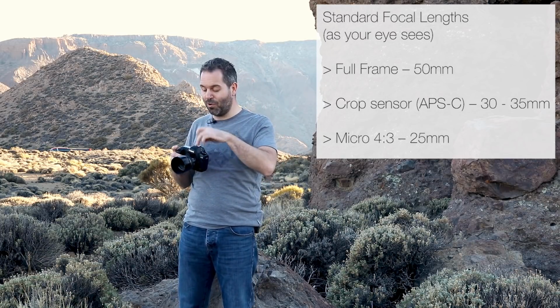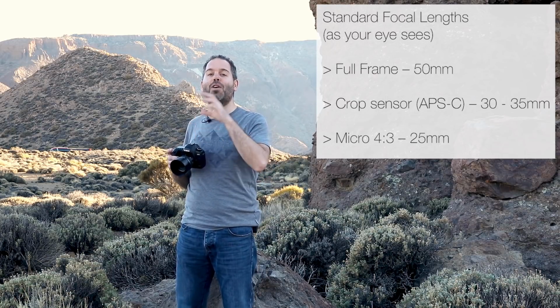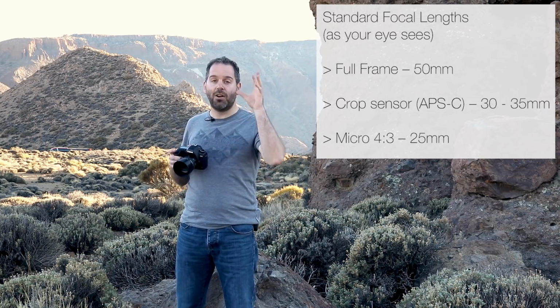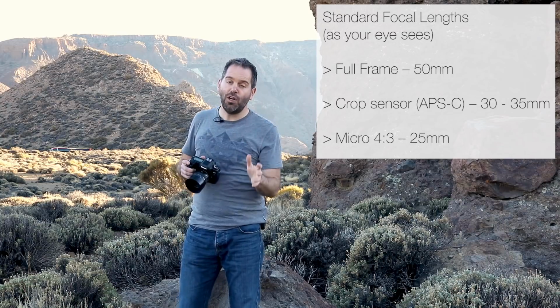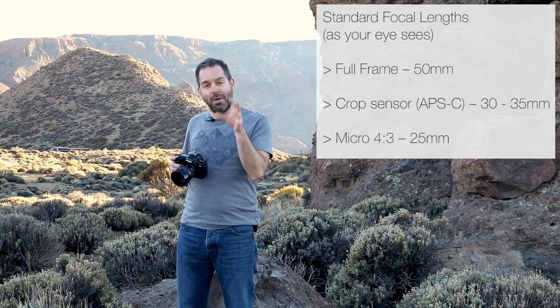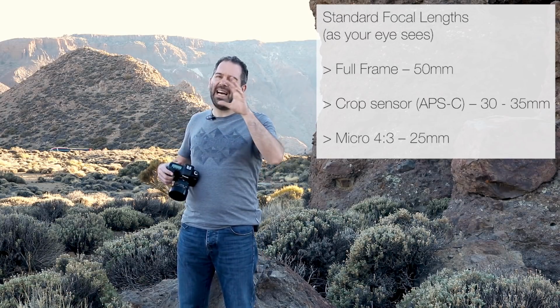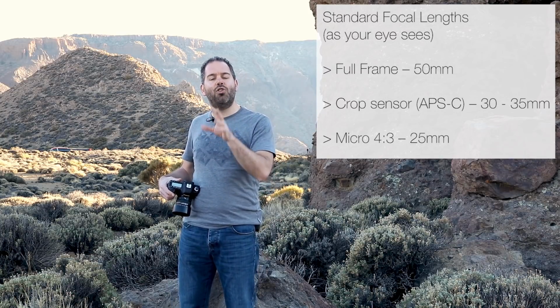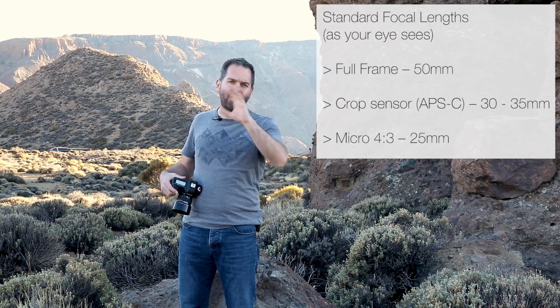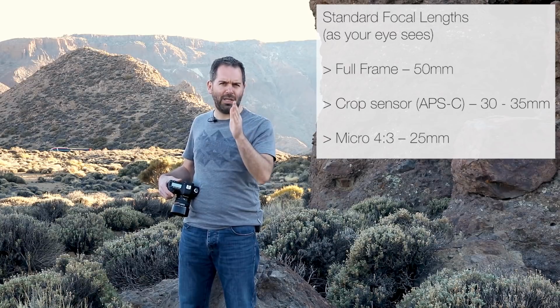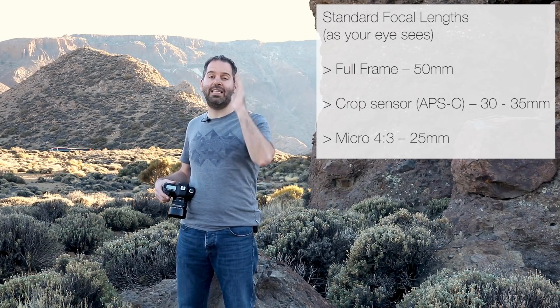Sorry, I should have said that before. When I said 50mm, I mean 50mm focal length. And on a crop sensor, it is 30 to 35mm focal length. That changes depending on your camera brand, but pretty much if you leave it around 30mm, then you're going to have a standard lens. So we use that focal length because it doesn't bend the light.